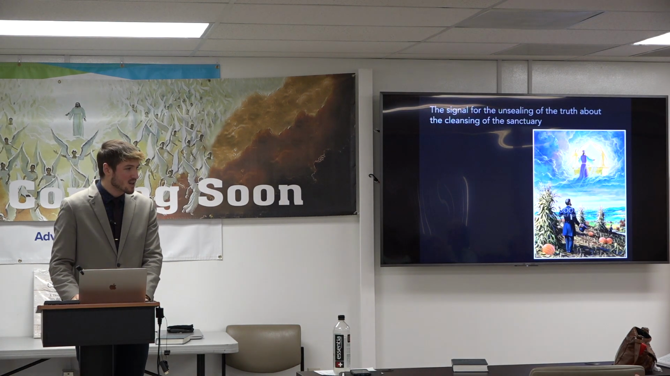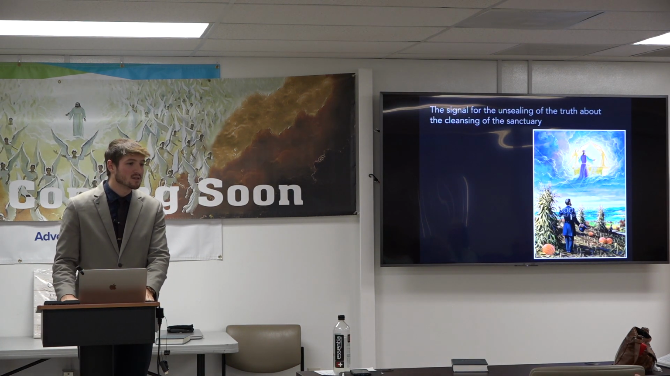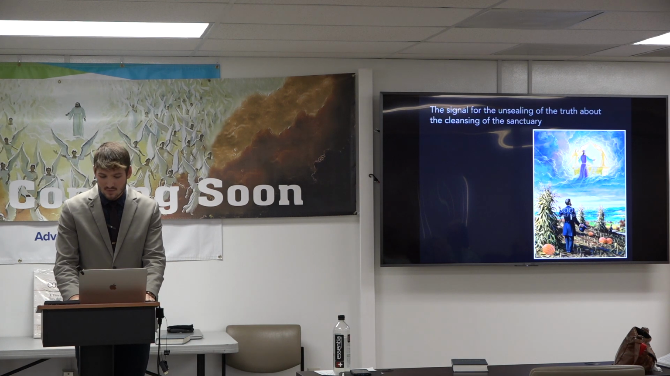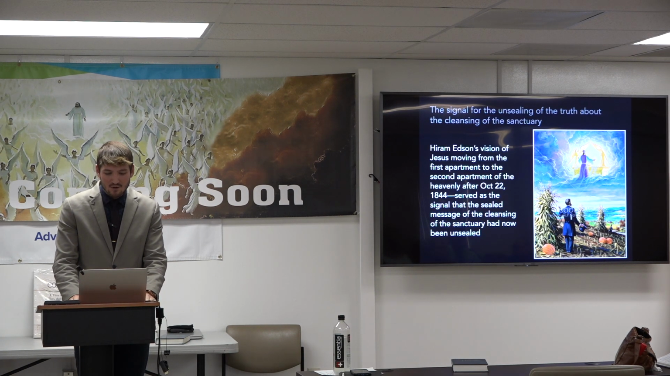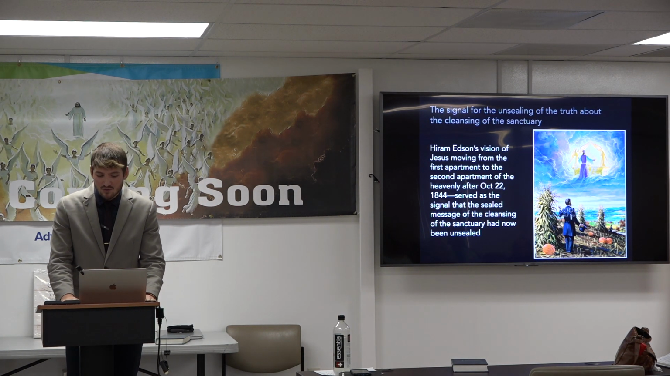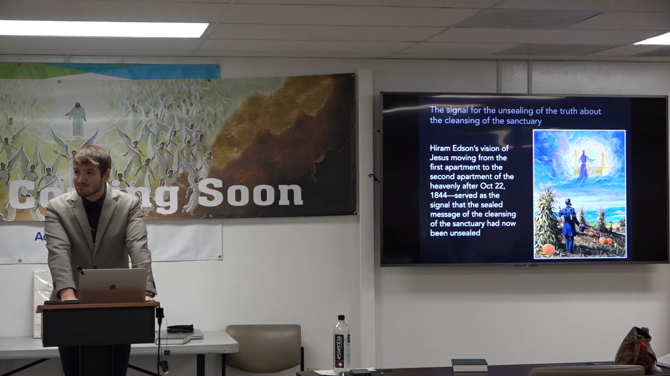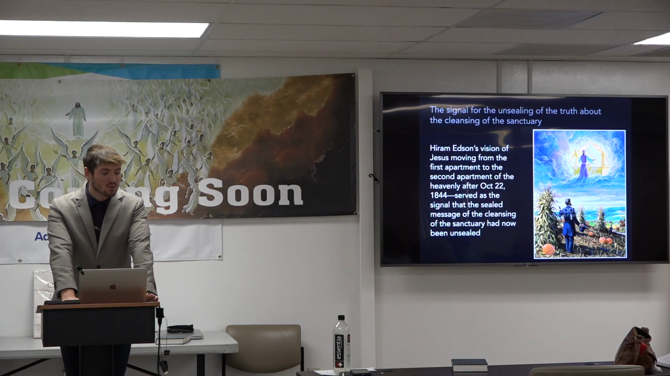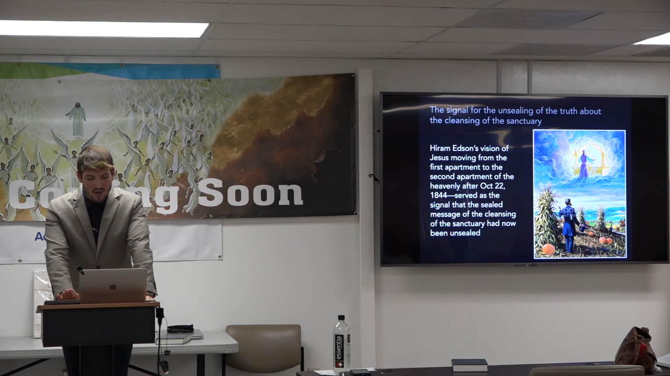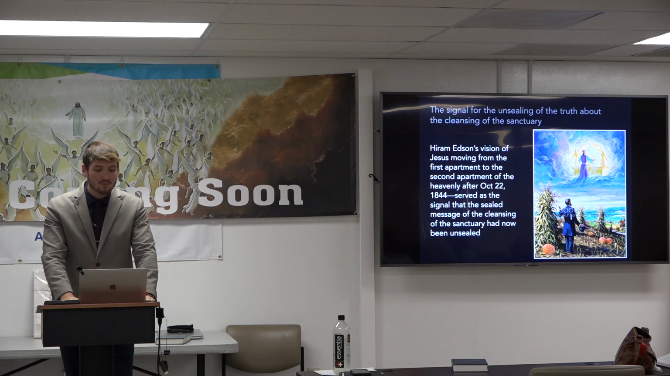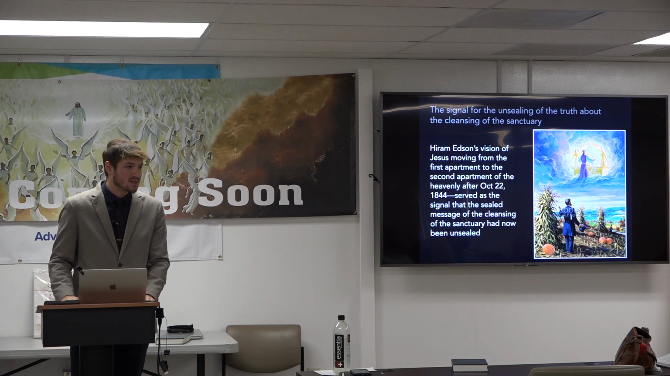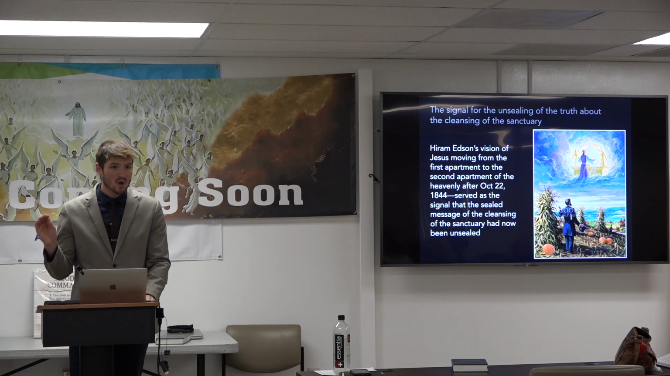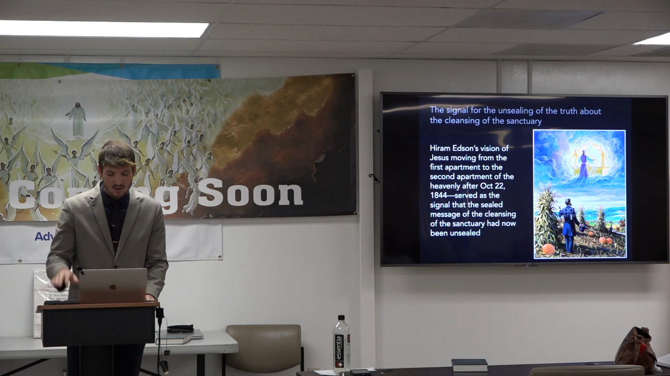This picture has a lot to do with the signal that was given in the 1840s. This is Hiram Edson as he was walking through the cornfield the day after October 22nd. It was October 23rd. And as he was walking through the field, he saw a vision of Jesus moving from the first apartment of the heavenly sanctuary to the second apartment. He is going into the most holy place after October 22nd, 1844.